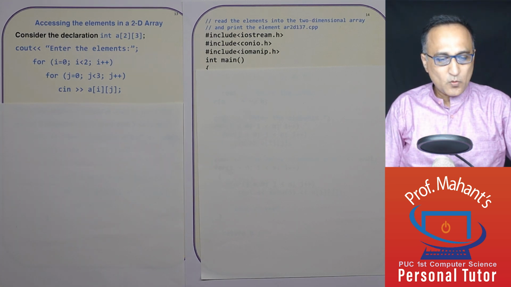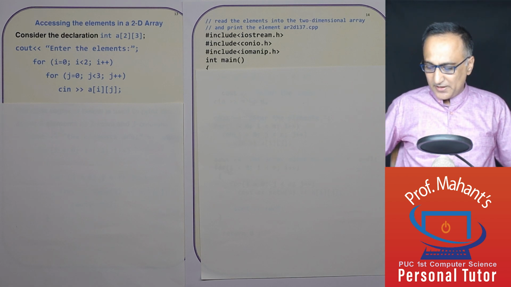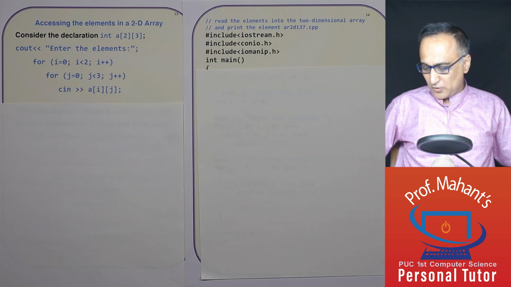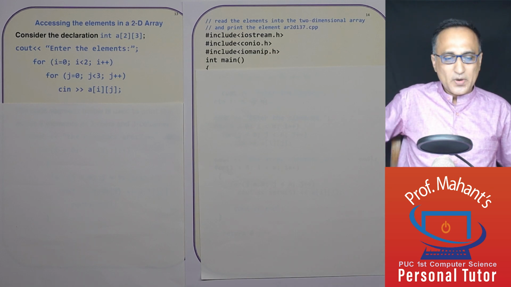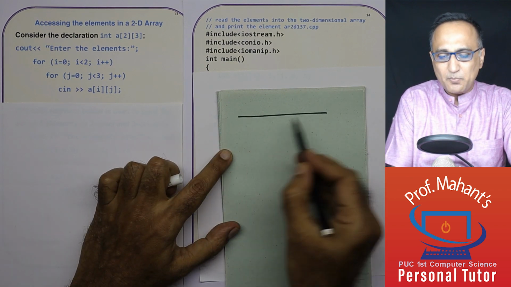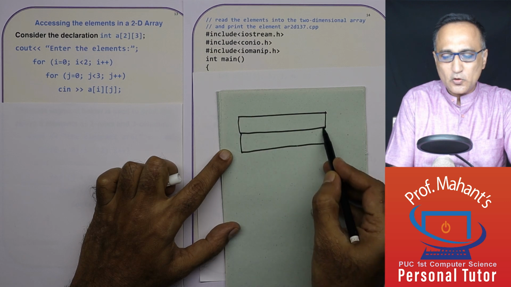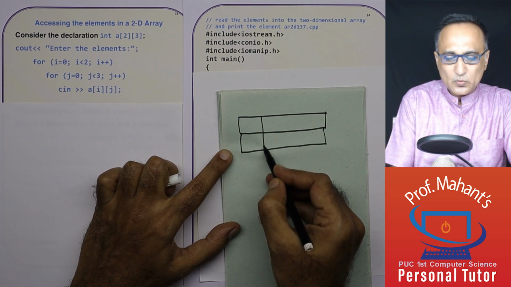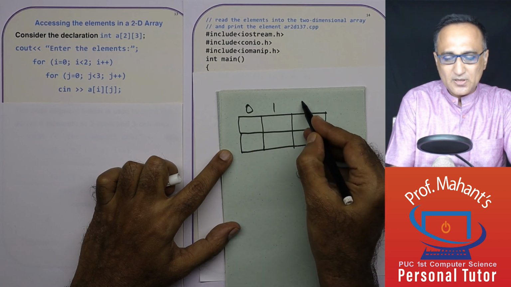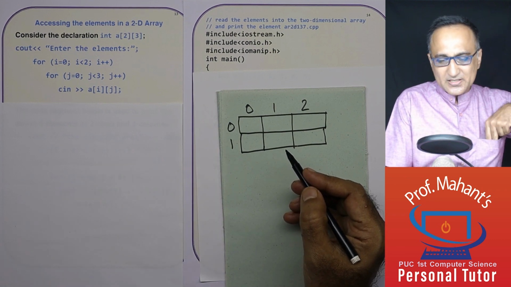Now what I am doing here is trying to store data into an array which consists of two rows and three columns. Let us see how we go about it. I'll first create a box. This has one row, this has two rows. How many columns does it have? 1, 2 and 3. Zeroth column, first column, second column. Zeroth row, first row.